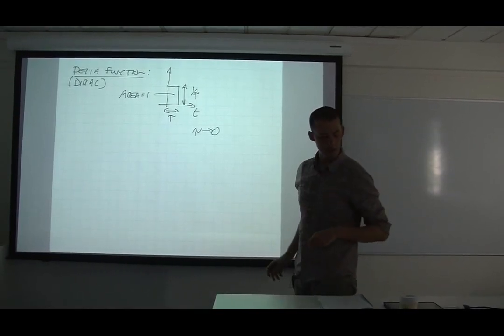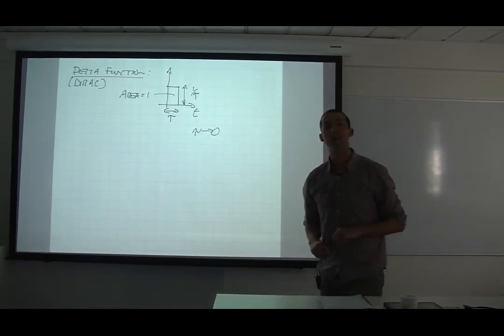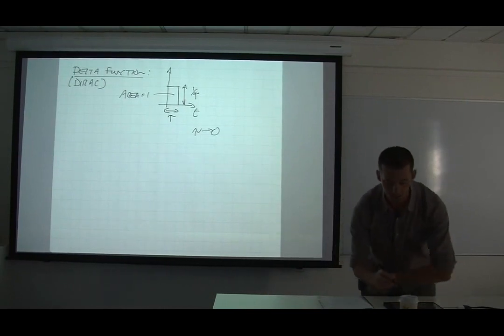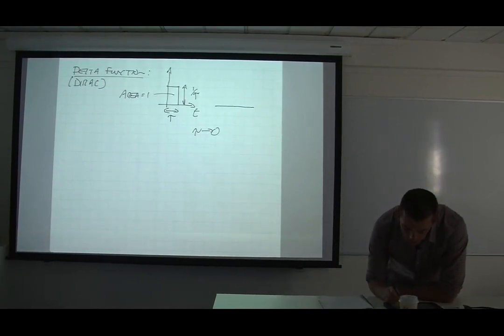Let's watch out for the camera there. If we let tau tend towards 0, then we get this unusual function, which is actually difficult to draw.